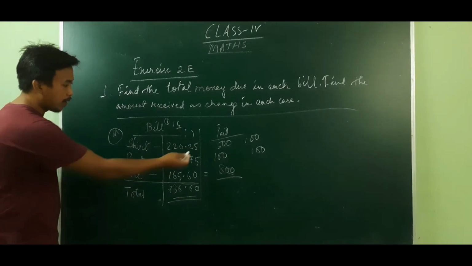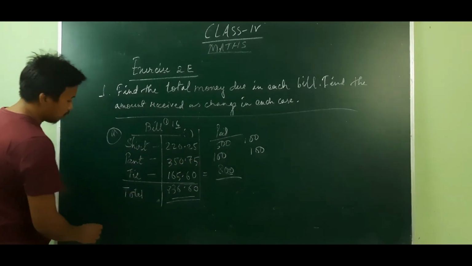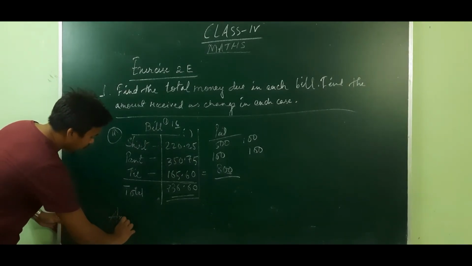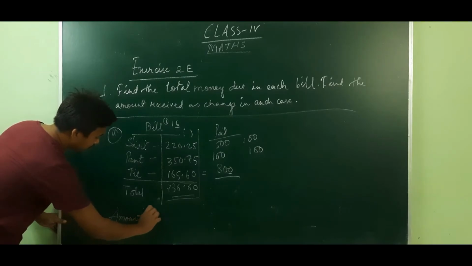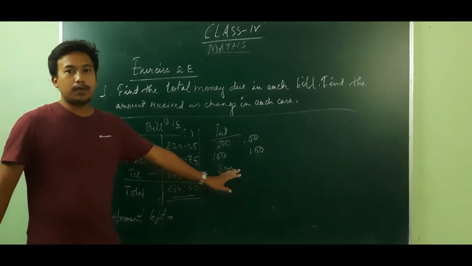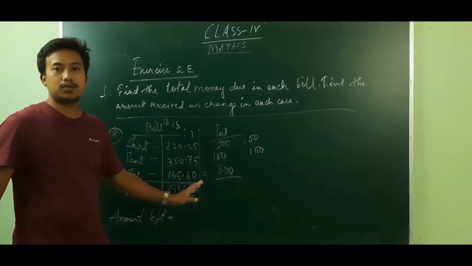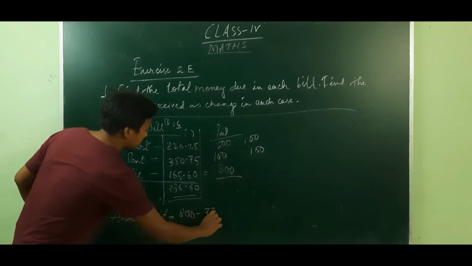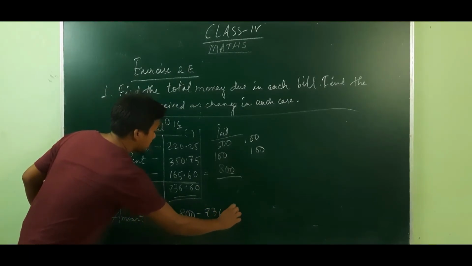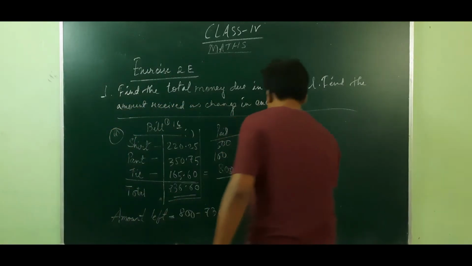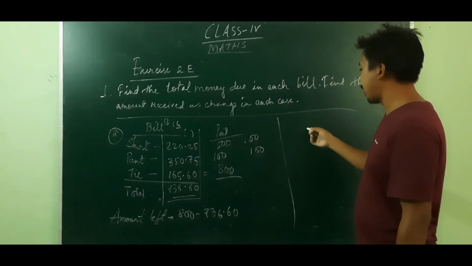That is what ultimately we will do: minus from 800 to this number. That is 800 amount. You write amount left. Amount left is equal to the amount you have minus the amount you are supposed to give. It is 800 minus 736.60. You just do it on the right side of your copy.